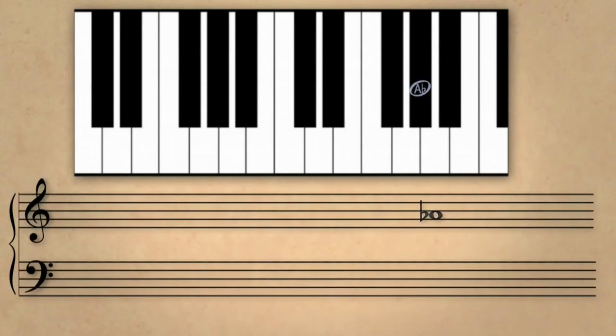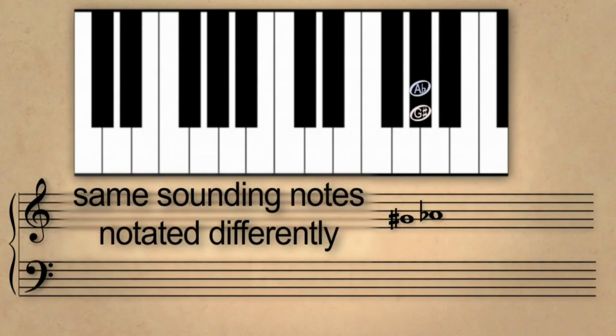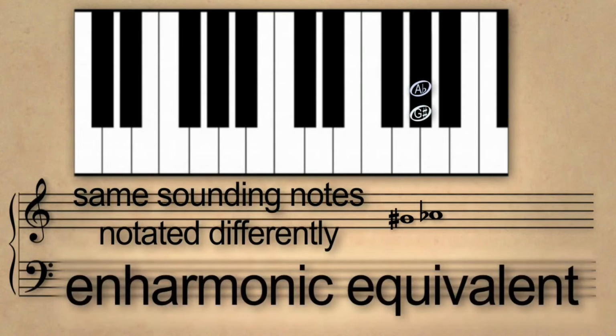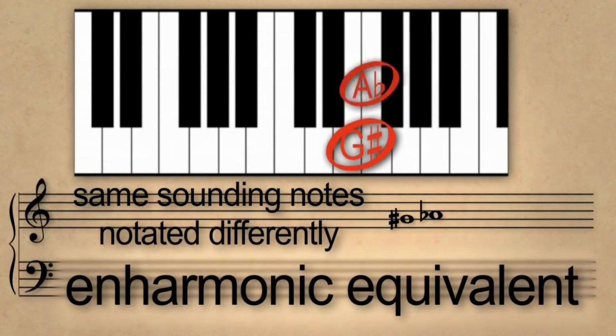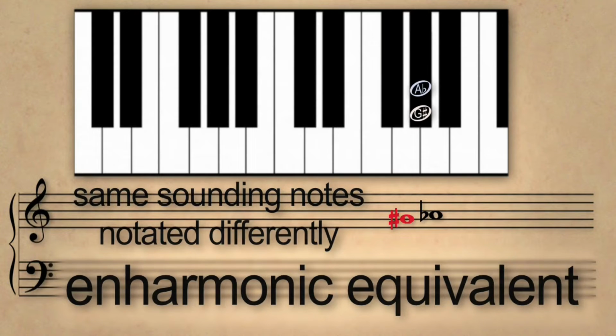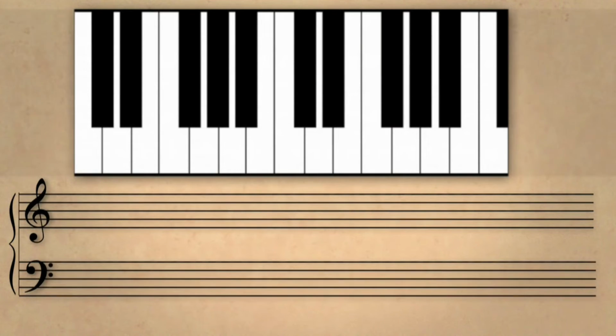You've probably noticed that the G sharp and the A flat are the same sounding note, but of course they're notated differently. This is called an enharmonic equivalent. The notes have different names, but they sound the same. If we place a sharp in front of a C and a flat in front of a D, these notes sound the same, but again are spelled enharmonically.